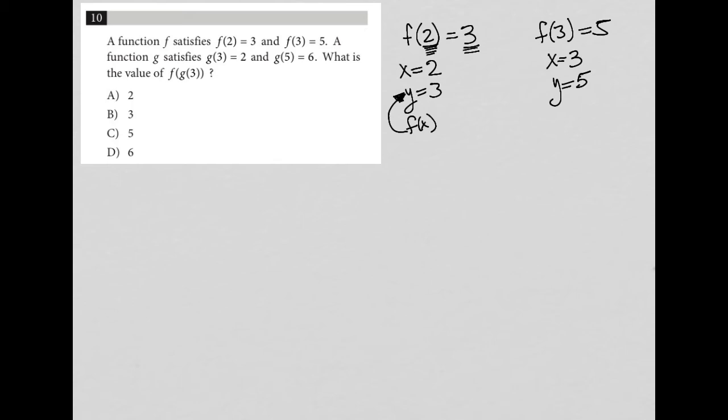All right. So then it says a function g satisfies g of 3 equals 2 and g of 5 equals 6. So that tells me that when x is 3, in this case, y is 2. So the exact opposite of what I saw above with the f of x function. And when x is 5, in this case, y is 6. All right, so not sure where this is all heading yet, but let's read the actual question.